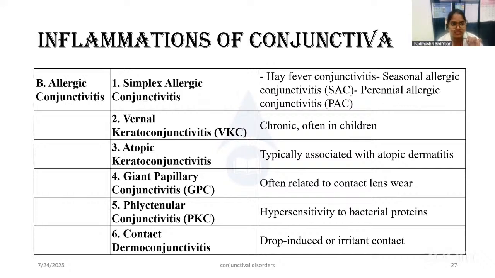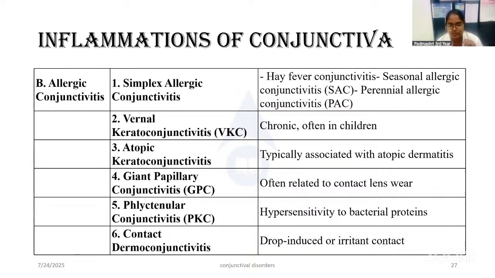Inflammation of conjunctiva, that is allergic conjunctivitis. The types are simple allergic conjunctivitis, vernal keratoconjunctivitis, atopic keratoconjunctivitis, giant papillary conjunctivitis, phlyctenular conjunctivitis, and contact dermatoconjunctivitis. For simple allergic conjunctivitis, the types are hay fever conjunctivitis, seasonal allergic conjunctivitis, and perennial allergic conjunctivitis.